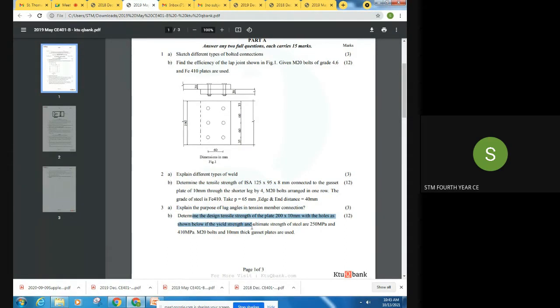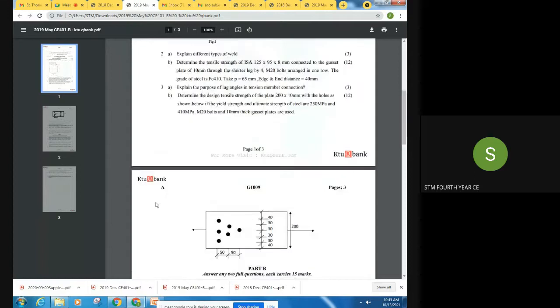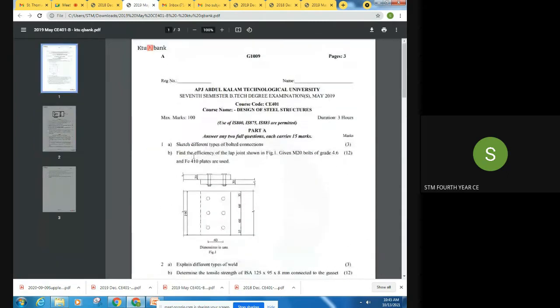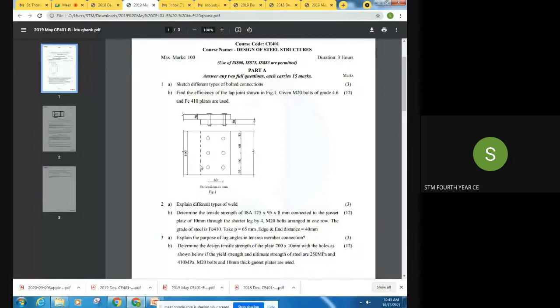Plates. Okay, tensile strength. So this is also from second module. Okay, so this problem is from second module. Okay, so the questions at the beginning can be solved.